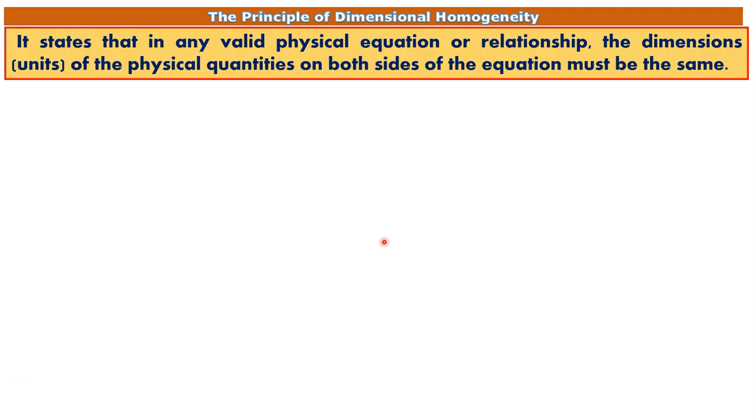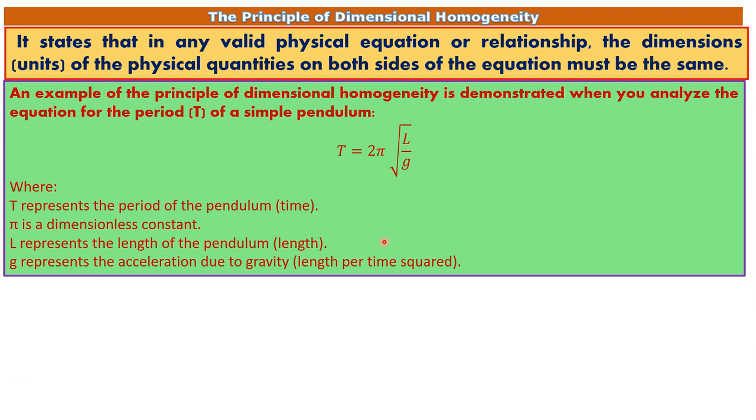Today I'll talk about the principle of dimensional homogeneity. What is that? It states that in any valid physical equation or relationship, the dimensions or units of the physical quantities on both sides of the equation must be the same. Now we can take one example.